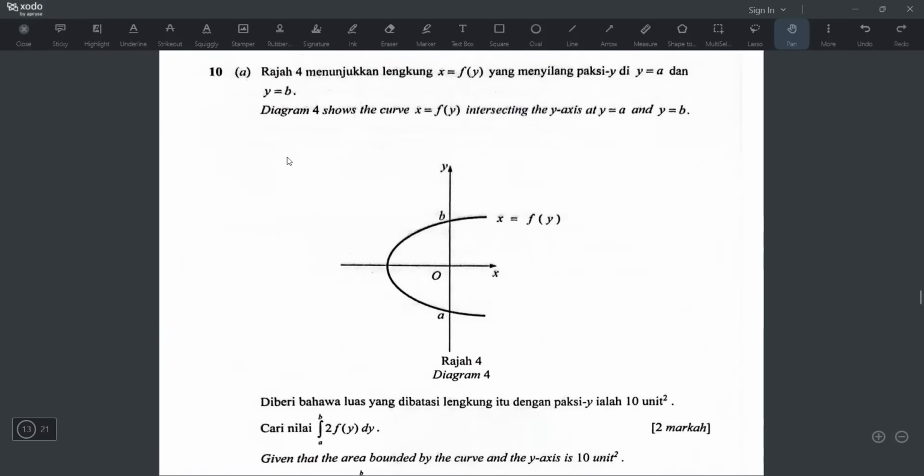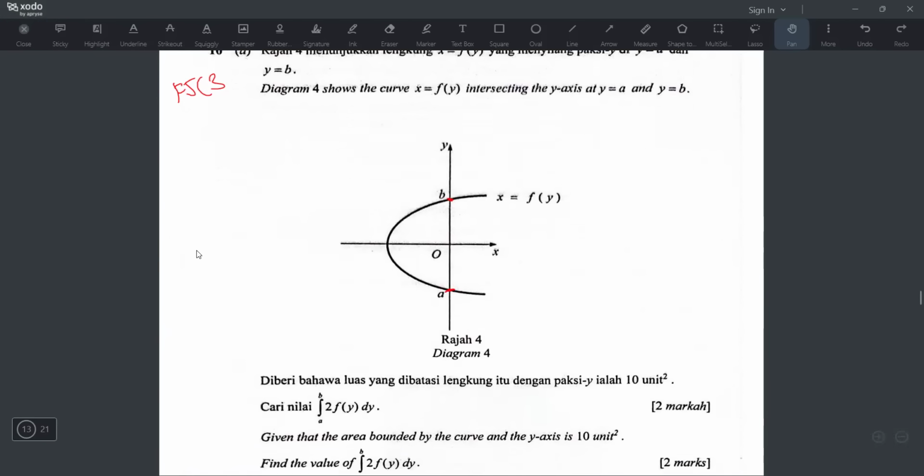Okay, number 10. What chapter? Okay, I see the integration symbol here, so this is from Form 5 Chapter 3, the integration chapter. In Bahasa Melayu it is pengamiran. Okay, diagram 4 shows the curve x equals f(y), intersecting the y-axis at y equals a and y equals b. So this is the y-intercept of the curve, right?